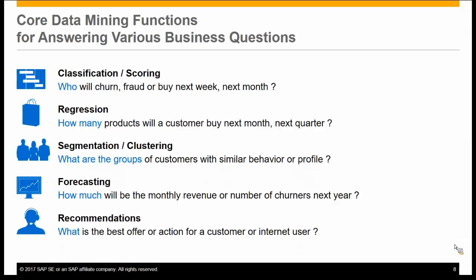Then the second area here is regression, where we estimate a numerical value. It's not a percentage. It can be, let's say, any number. Very often it can be sales quantities, as you see on the slide here. How many products is a customer likely to buy next quarter? So giving you an idea about the strength of the relationship you have with that customer. But it could be totally different information.